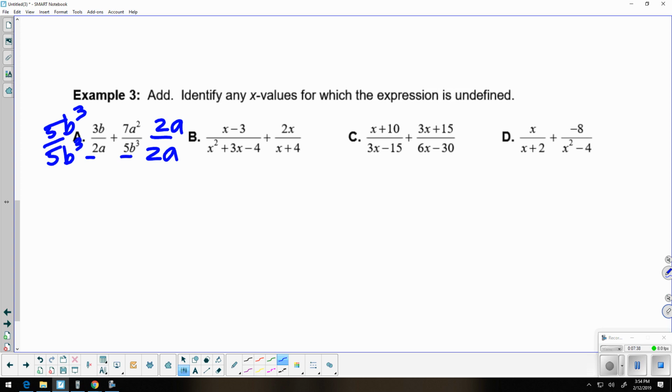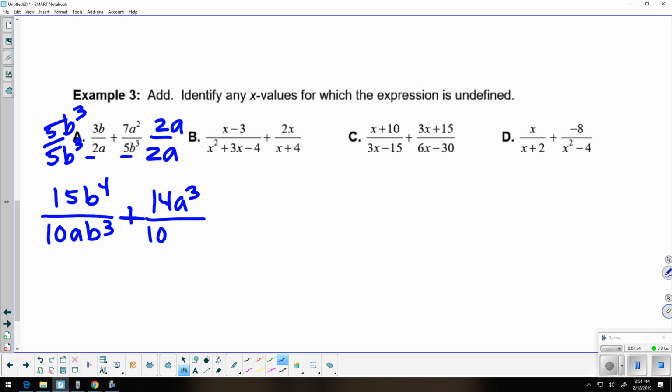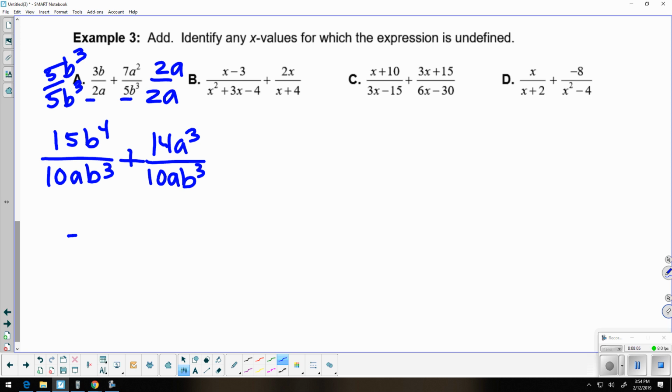So with the first fraction, multiplying the numerator and denominator by 5b cubed, you would have 15b to the 4th over 10ab cubed. And now we're adding to it, second fraction, doing your multiplication. This would be 14a cubed over 10ab cubed. So again, take a step back and look at it. You just got common denominators. If you look at your denominator, they're perfect matches now, 10ab cubed, right? So now again, you keep your denominator, 10ab cubed, and now we're going to add going straight across the top.